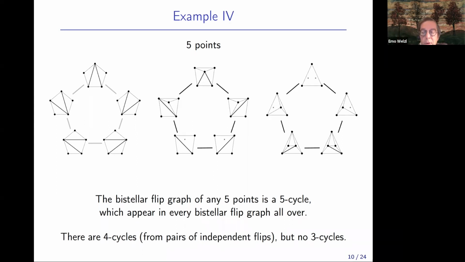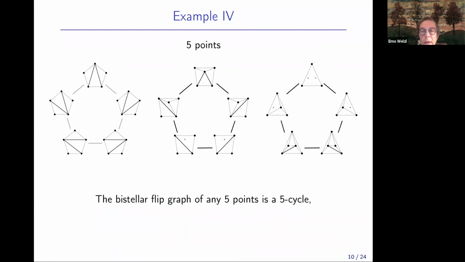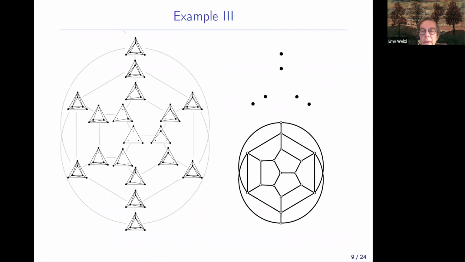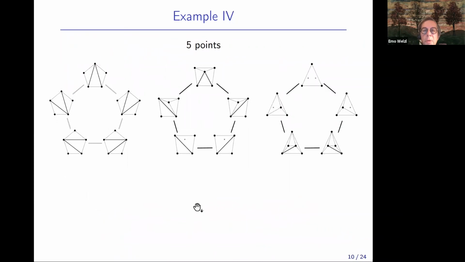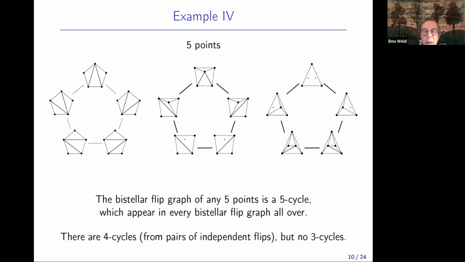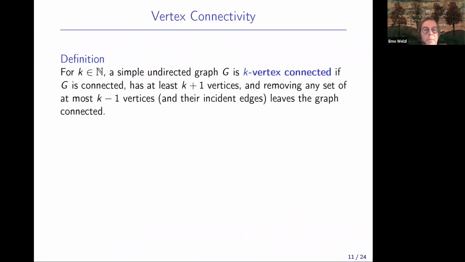But there are no 3-cycles. So actually, if I go back here, then you see, for example, these 5-cycles. And here you see a 4-cycle, and so on. So these 4- and 5-cycles are omnipresent in the bistellar flip graphs and also in the edge flip graphs. So now we're getting closer to the result I'm trying to explain to you.